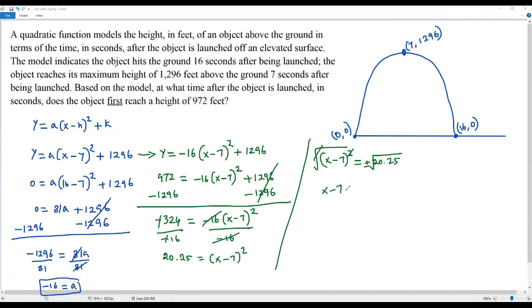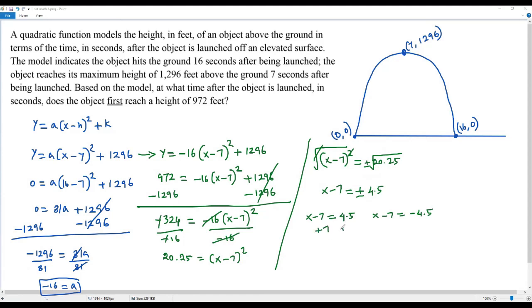Okay, here we have x minus 7 on the left side, and positive or negative on the right. Now let me find the value of the square root of 20.25, that is 4.5. Here, positive or negative 4.5. Now we can split up this equation into two parts: x minus 7 equals positive 4.5, and the other one is x minus 7 equals negative 4.5.